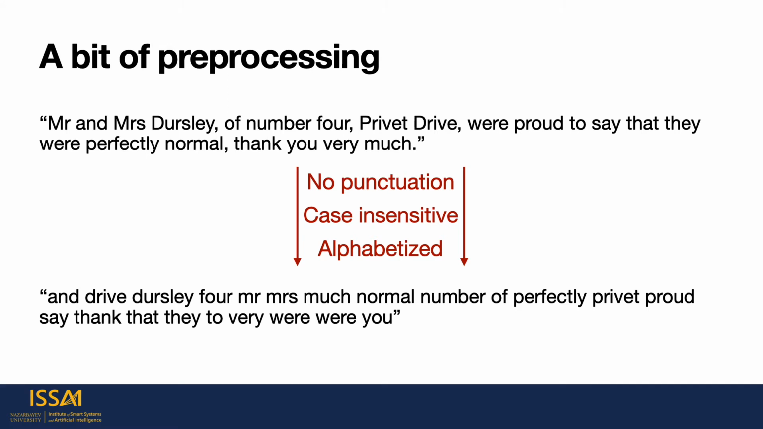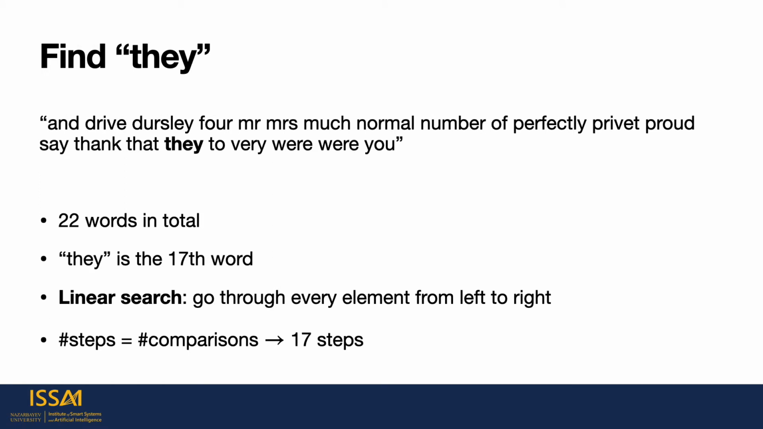First, remove punctuation as it is not relevant for the search. Second, treat the upper and lowercase letters the same to resolve any confusion. And third, sort the words in alphabetical order. As the result, we get the following sequence of 22 words. Suppose we are looking for they, which is the 17th word in the sequence.